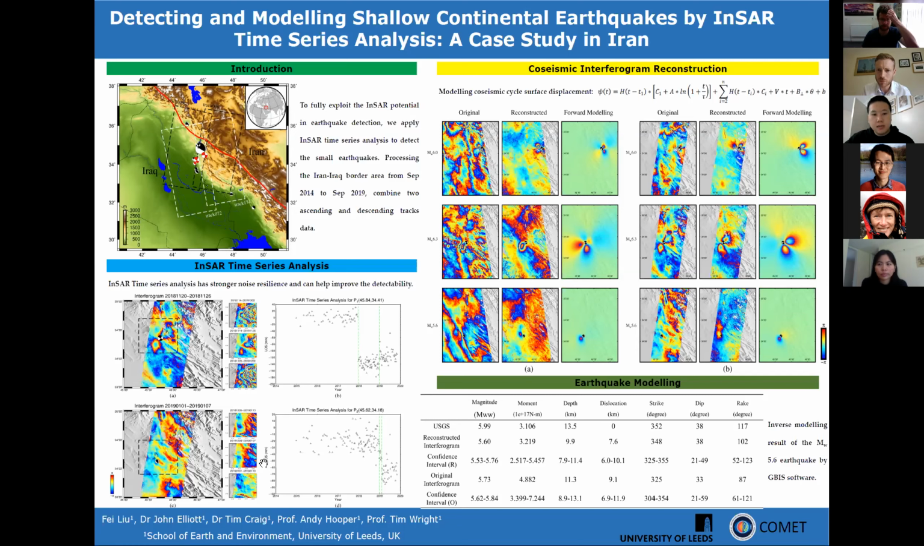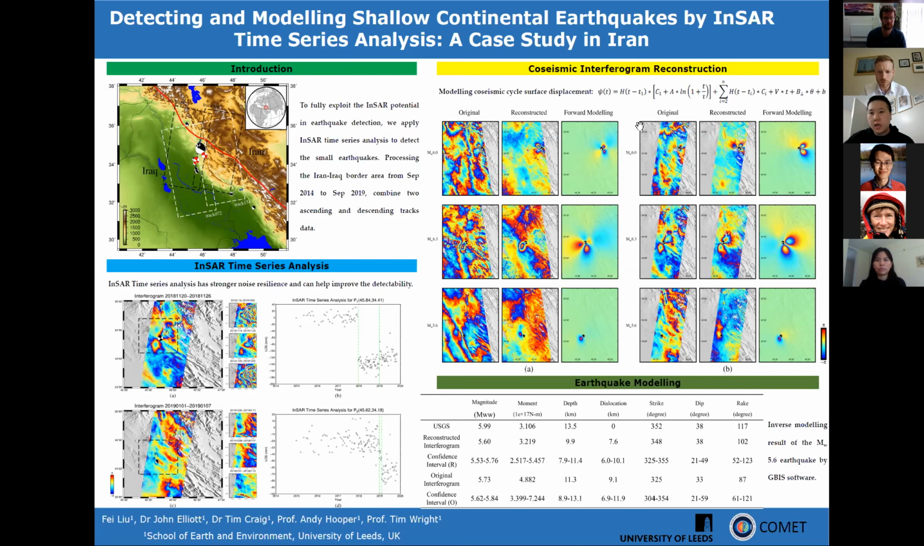The second example shows a 5.6 earthquake that is not detected by the single interferogram, but the offset can still be observed in the time series. Here, also with only seven observations, we see the offset of both the 6.3 earthquake and the 5.6 earthquake.